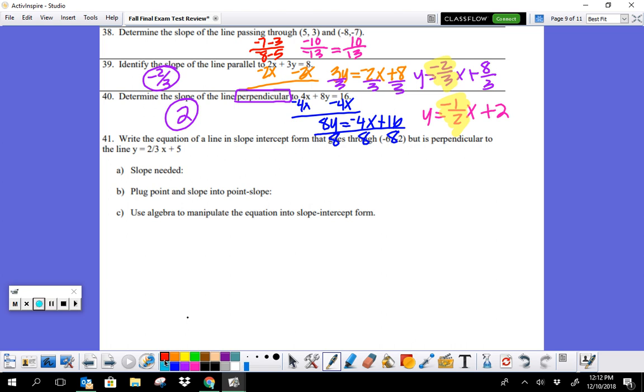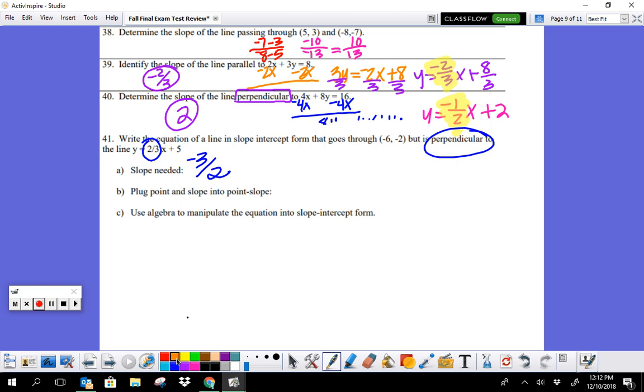right, 41. Write the equation of a line in slope-intercept form that goes through negative 6, negative 2, but is perpendicular to the line y equals 2/3 x plus 5. So they've already done a lot of the work for you here because it's already in y equals. So this is going to be perpendicular, which means we need the opposite reciprocal of 2 over 3. So the slope needed here would be negative 3 over 2.